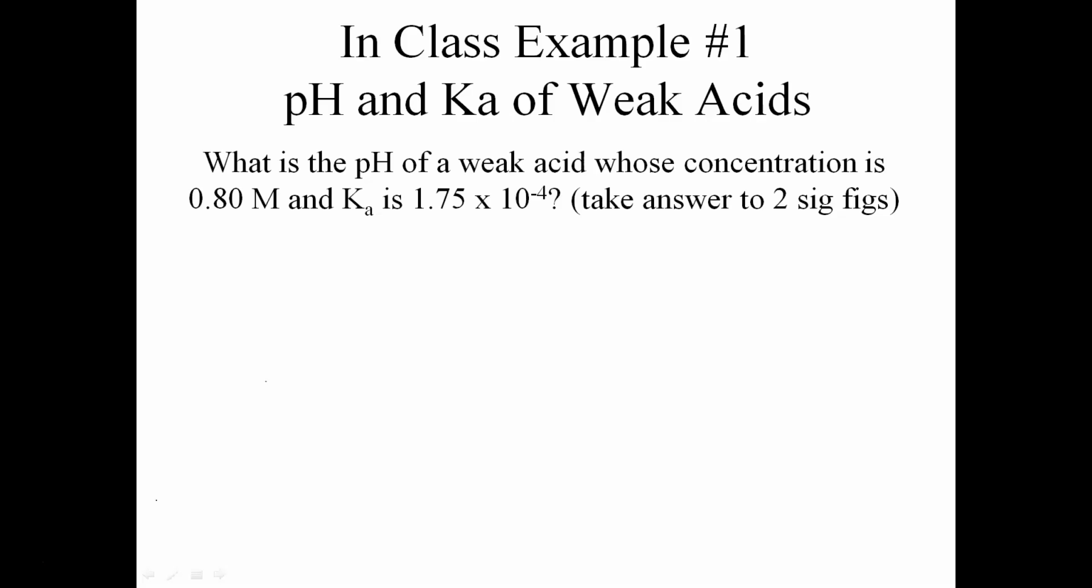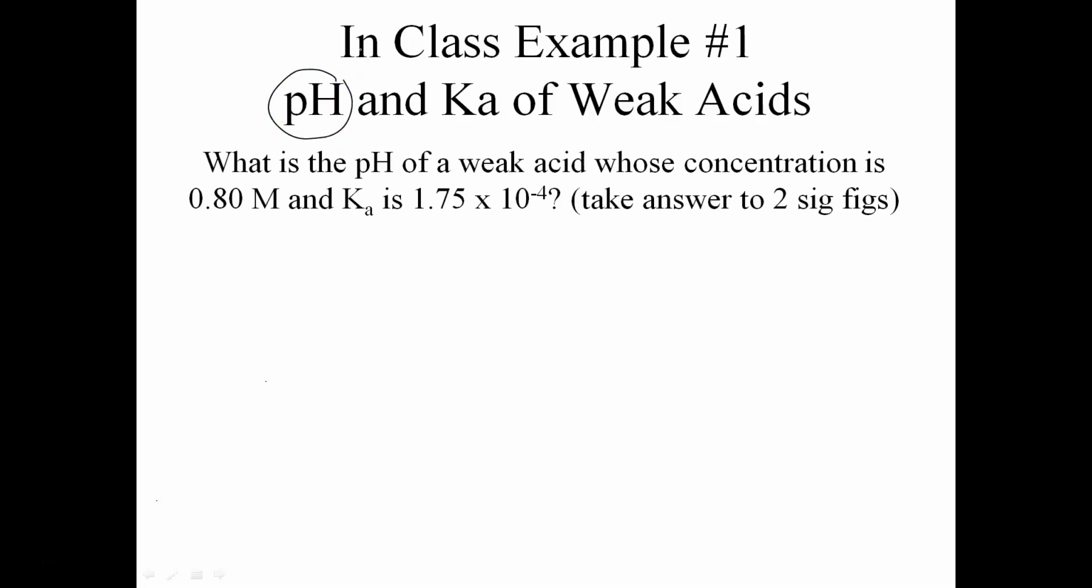It says, what's the pH of a weak acid whose concentration is 0.80 molar and the Ka is 1.75 times 10 to the negative fourth? It says take the answer to 2 sig figs. So there's really no difference here between these and any other IC table weak acid, weak base problem that we've done, other than the fact that we are now including pH.